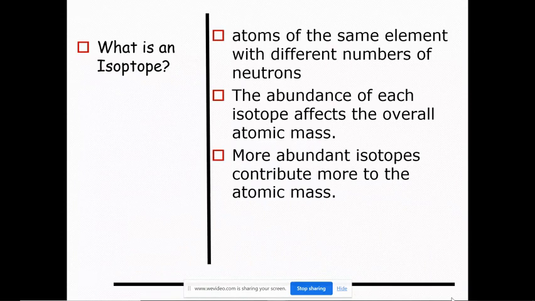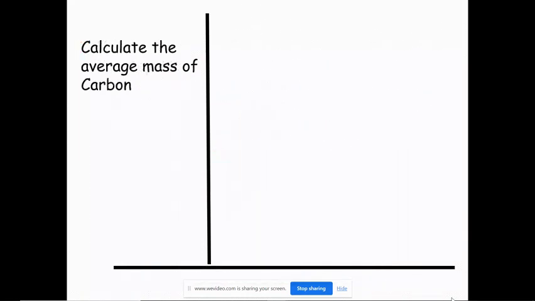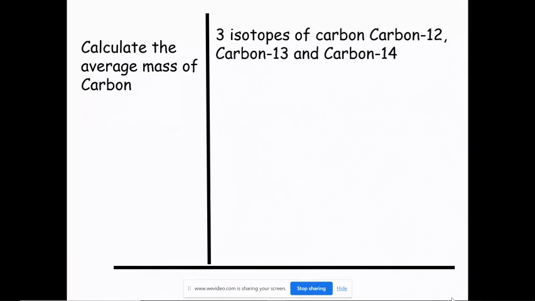Just a reminder, taking a look at isotopes, atoms of the same element with different numbers of neutrons are isotopes. The abundance of each isotope, or how many there are, affects the overall atomic mass. The more abundant an isotope is, the more it contributes to the mass. And we'll see how that works as we go through a calculation. Let's try a calculation here.